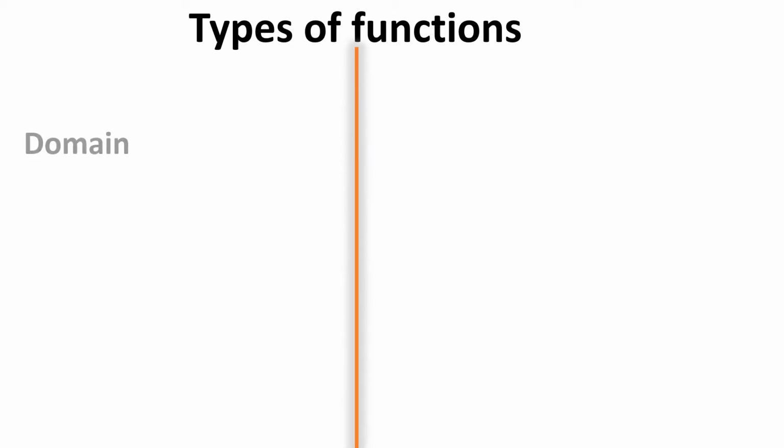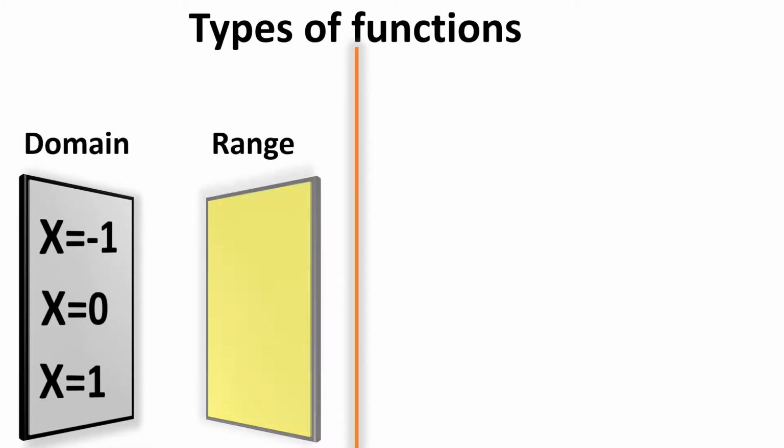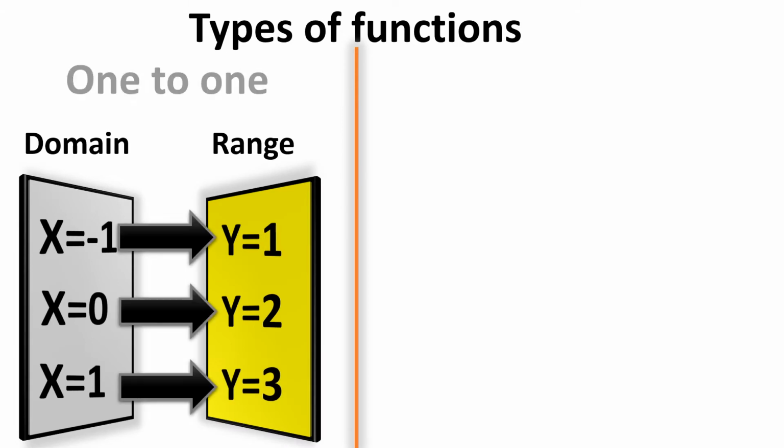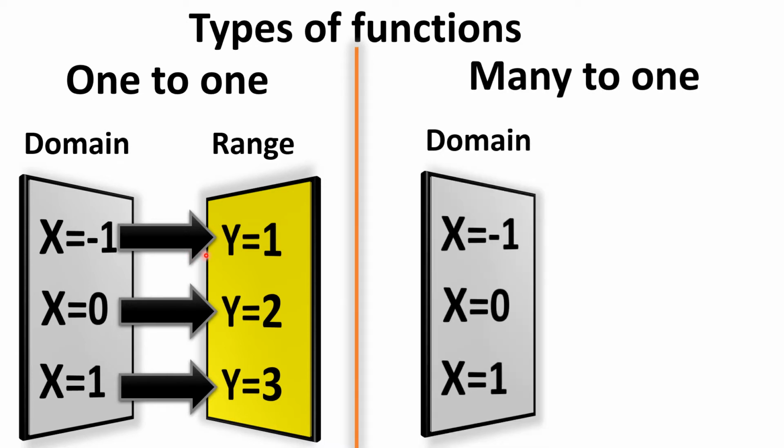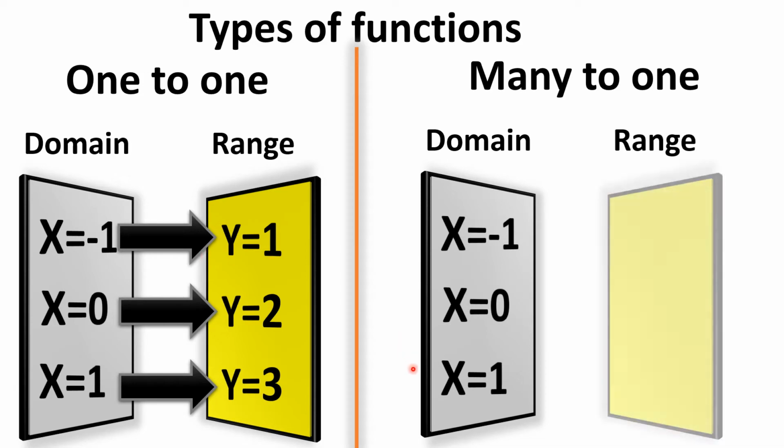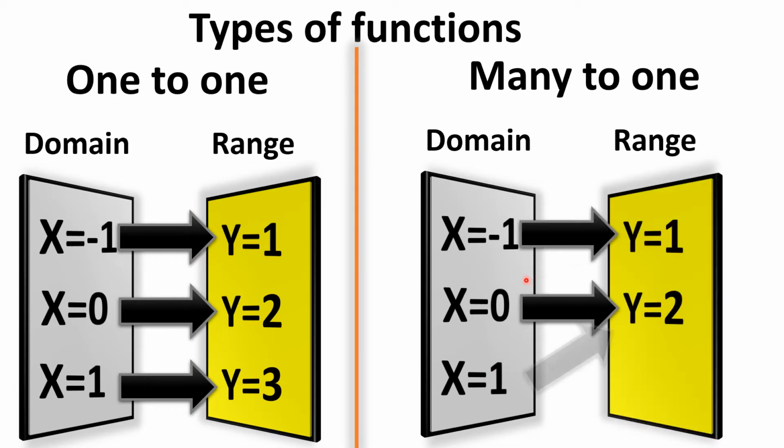Types of functions. As the previous function is a one-to-one function, each input will give us one output. Now many-to-one. This other function: one input can give us the same output. Two inputs can give us the same output.